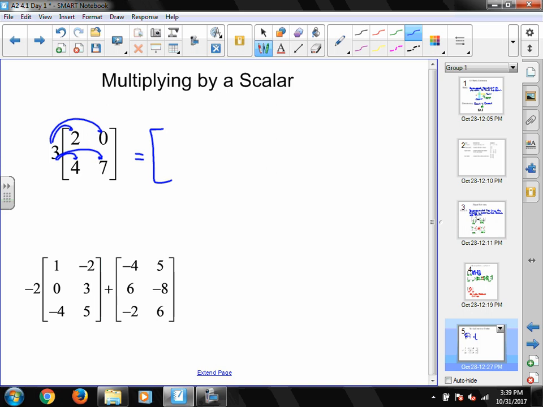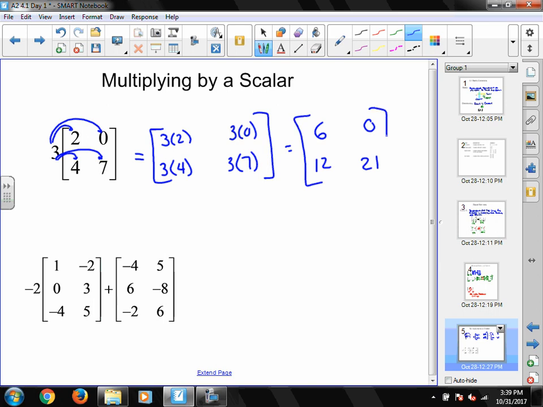So we're multiplying 3 and 2, so I'm going to get 6. I'll write this out a little bit better for you guys. So 3 times 2. I'm going to take 3 times 4, 3 times 0, and 3 times 7. So multiply this out, you're going to get 6, 12, 0, 21. Put that back in my brackets and make my matrix.